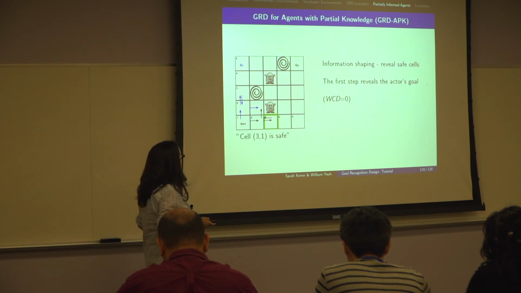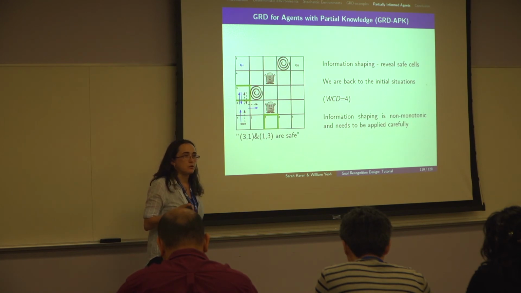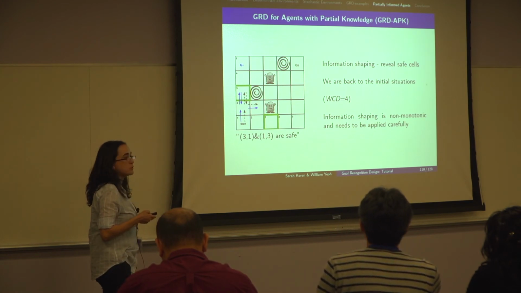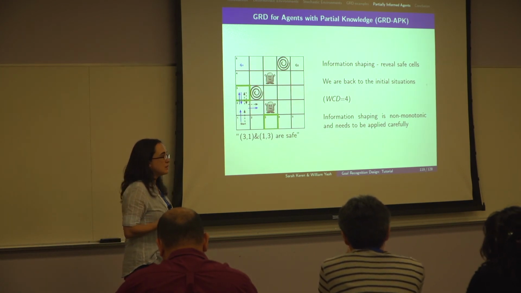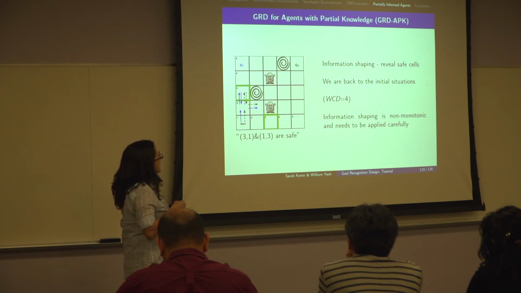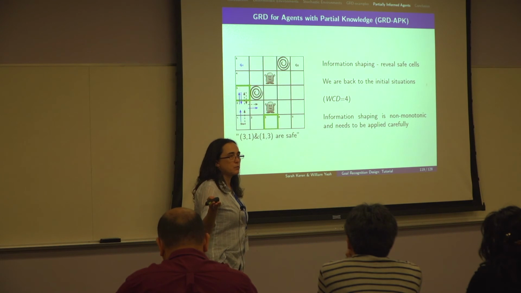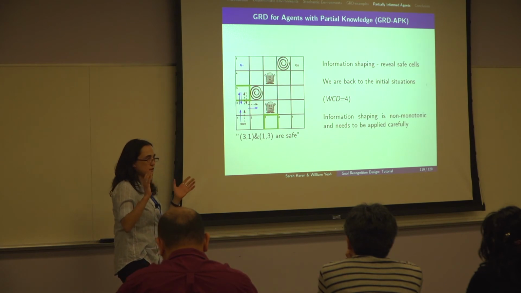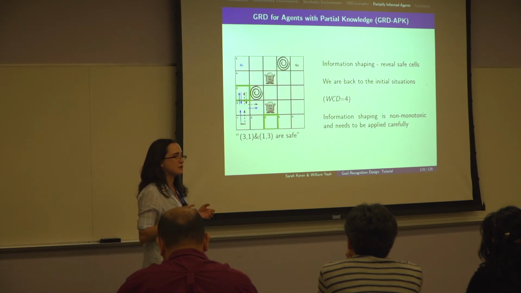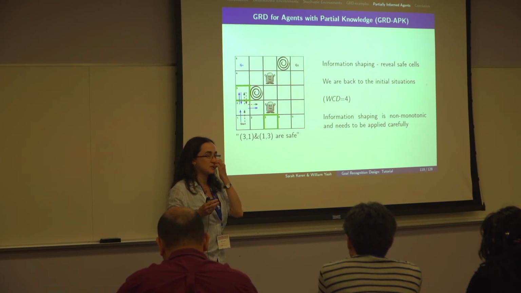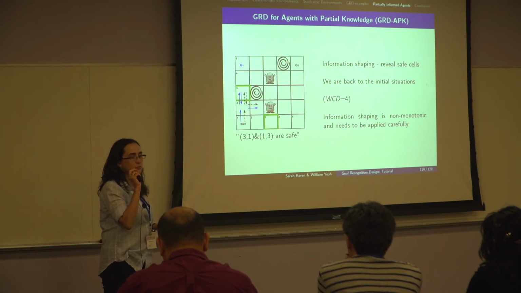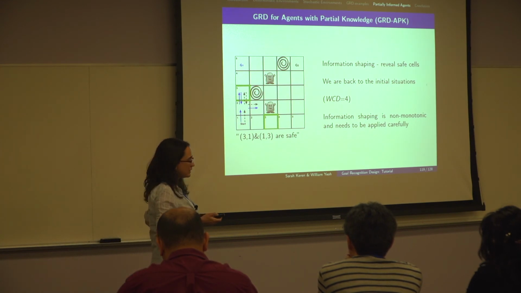Now the tricky part comes when we try adding information, or we now tell the agent, in addition to the fact that 3-1 is safe, also 1-3 is safe. What happens here? We're back to where we were. This is a non-monotonic situation, as opposed to the models that William and I have shown, where removing more actions while making sure that goals are achievable never increased WCD. Here WCD can actually increase, which means that all the techniques that we used previously don't apply, and to apply information shaping we have to be very careful.